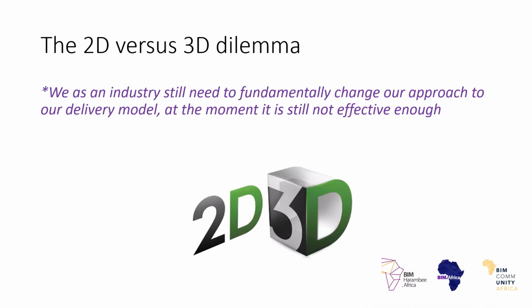So we are in a little bit of a dilemma at the moment with 2D versus 3D. We, as an industry, still need to change our approach to our delivery model. At least that's my opinion. We're still not being effective enough. And at the moment, what happens in most cases is the company will produce a 3D model up front, that a lot of the time is purely to try produce a render of the building that they're designing to sell their idea.